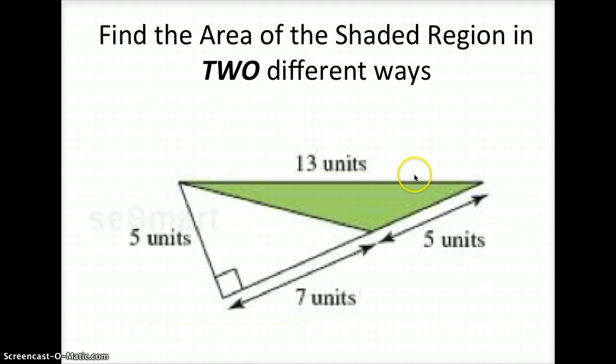Or we could directly find this by thinking of this figure as having a base of 5 and a height of 5. 5 times 5 would give us 25, divided by 2 would give us 12.5 square units. Either way, we're going to get the same answer. Both ways are valid. In some cases, it may be more advantageous to think of it one way as opposed to another.